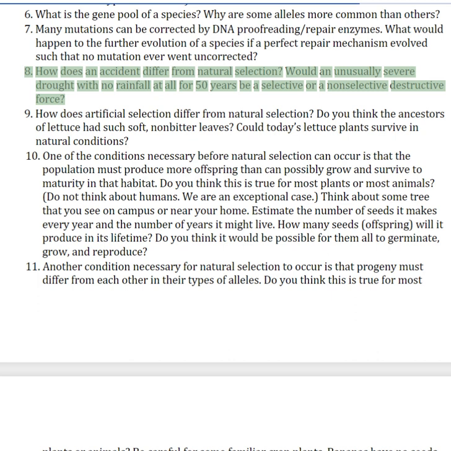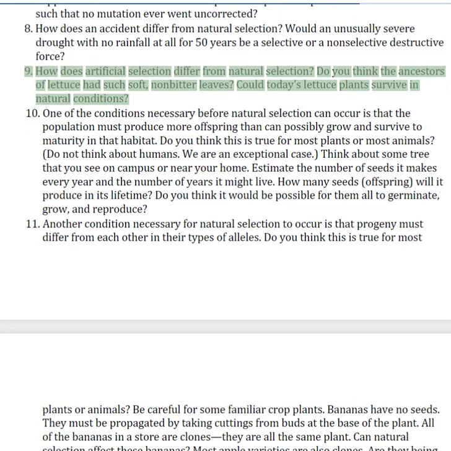Would an unusually severe drought with no rainfall at all for 50 years be a selective or a non-selective destructive force? 9. How does artificial selection differ from natural selection? Do you think the ancestors of lettuce had such soft, non-bitter leaves?